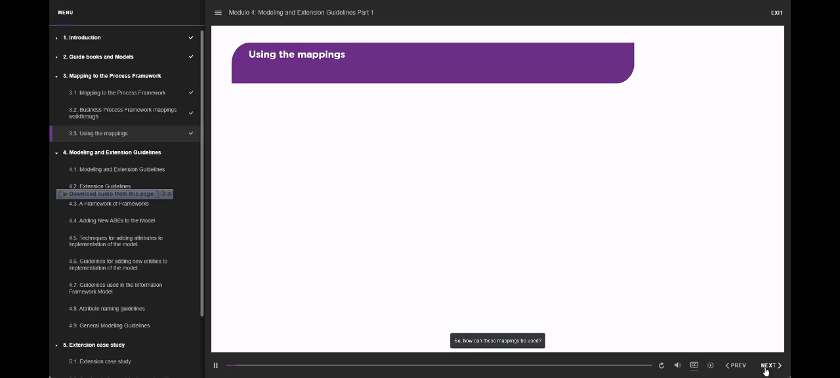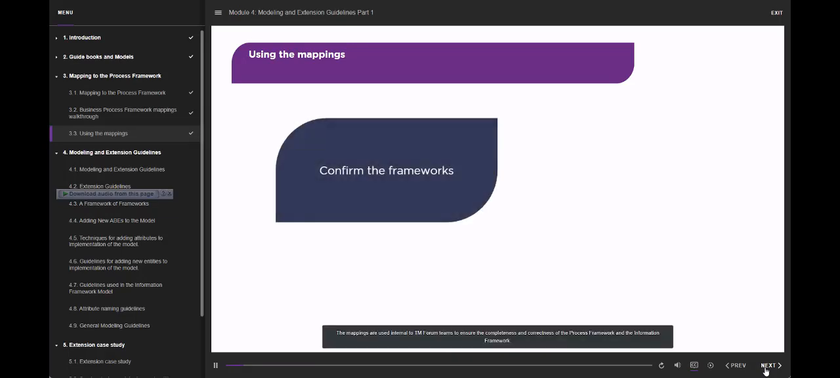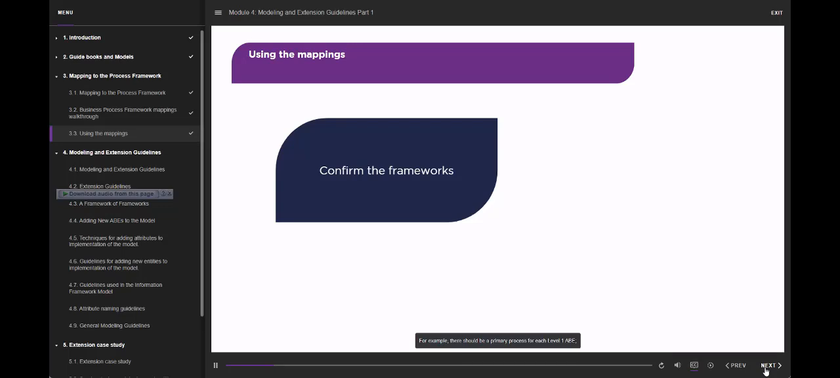So, how can these mappings be used? The mappings are used internal to the TM Forum teams to ensure the completeness and correctness of the process framework and the information framework. For example, there should be a primary process for each level 1 ABE. There should be only one primary process. There should be a task level process that supports each life cycle state of an entity. There should be a level 1 ABE for each first level core process, and so forth.